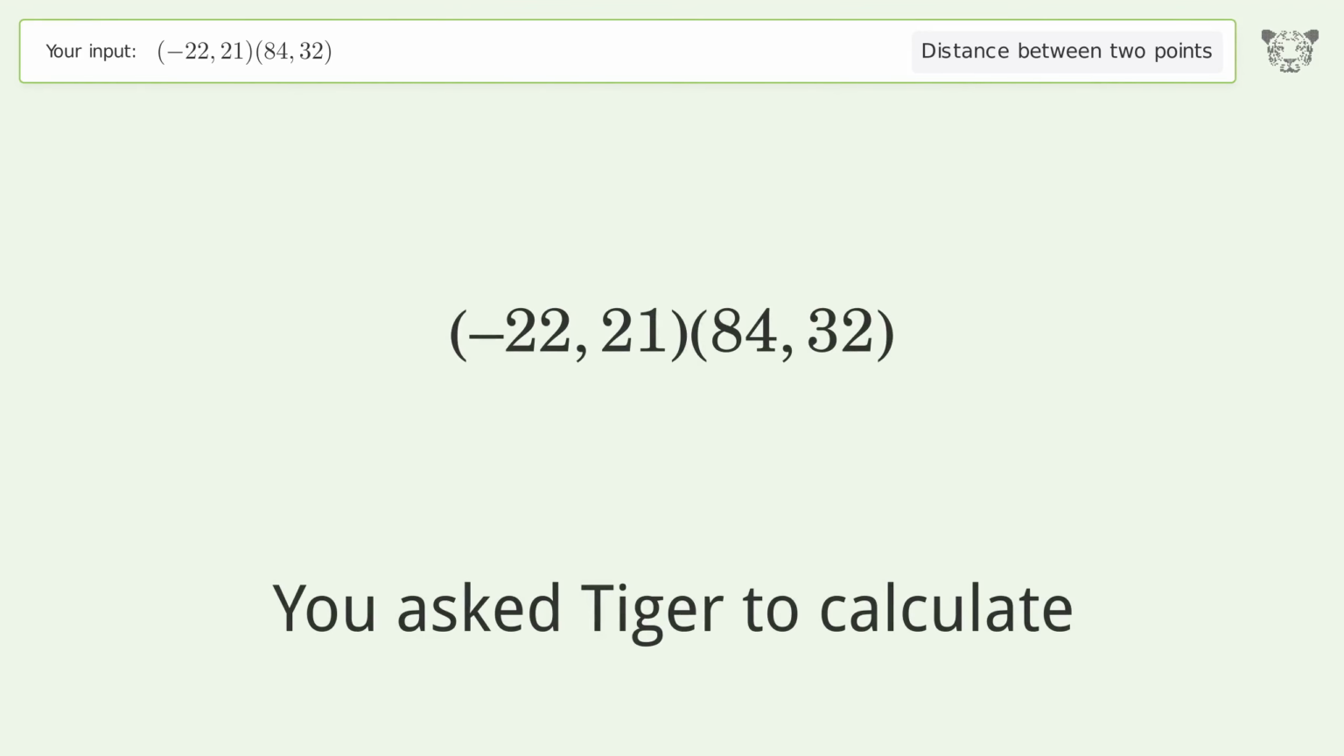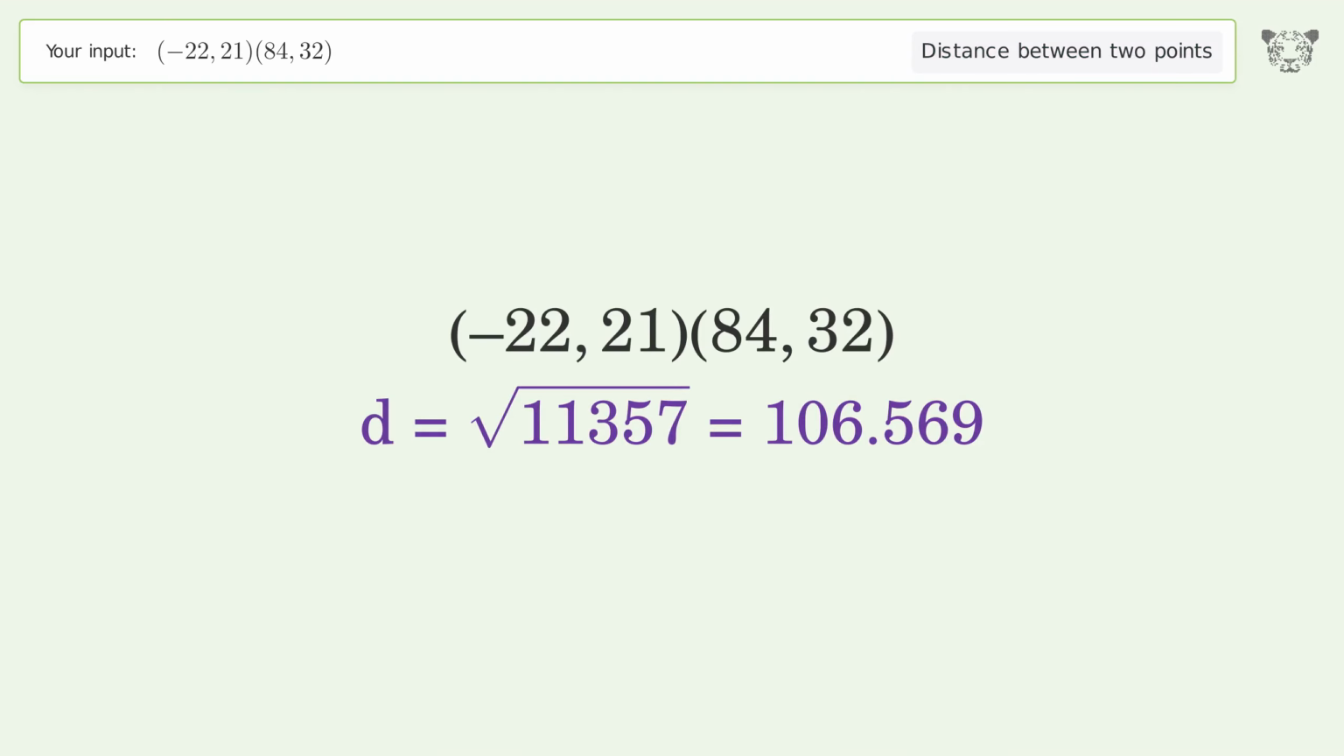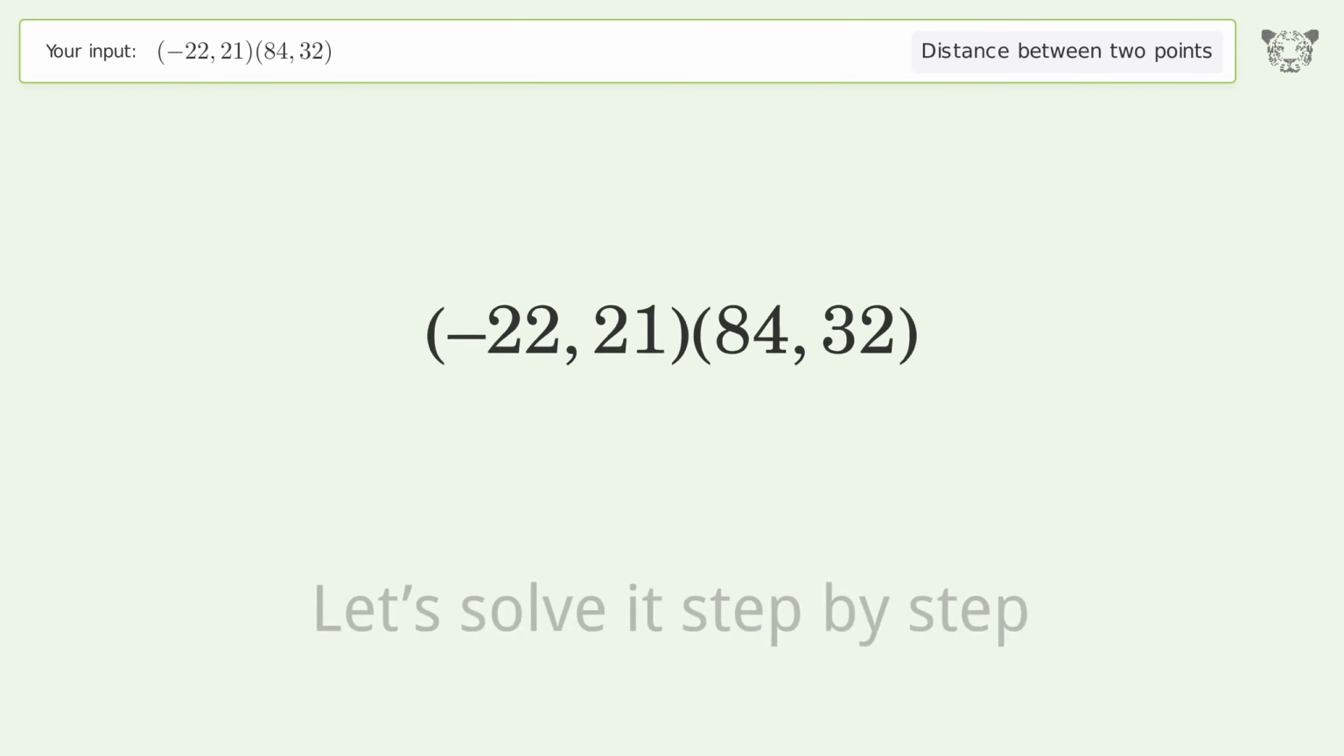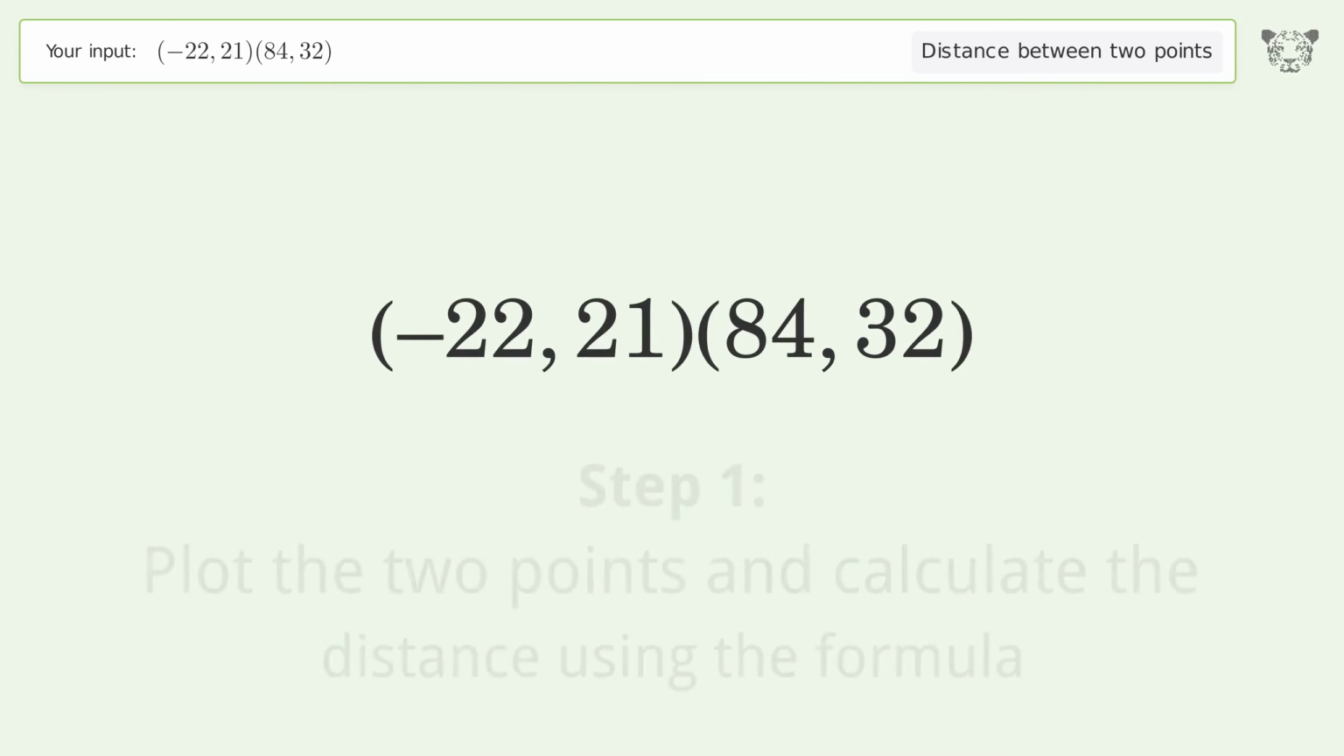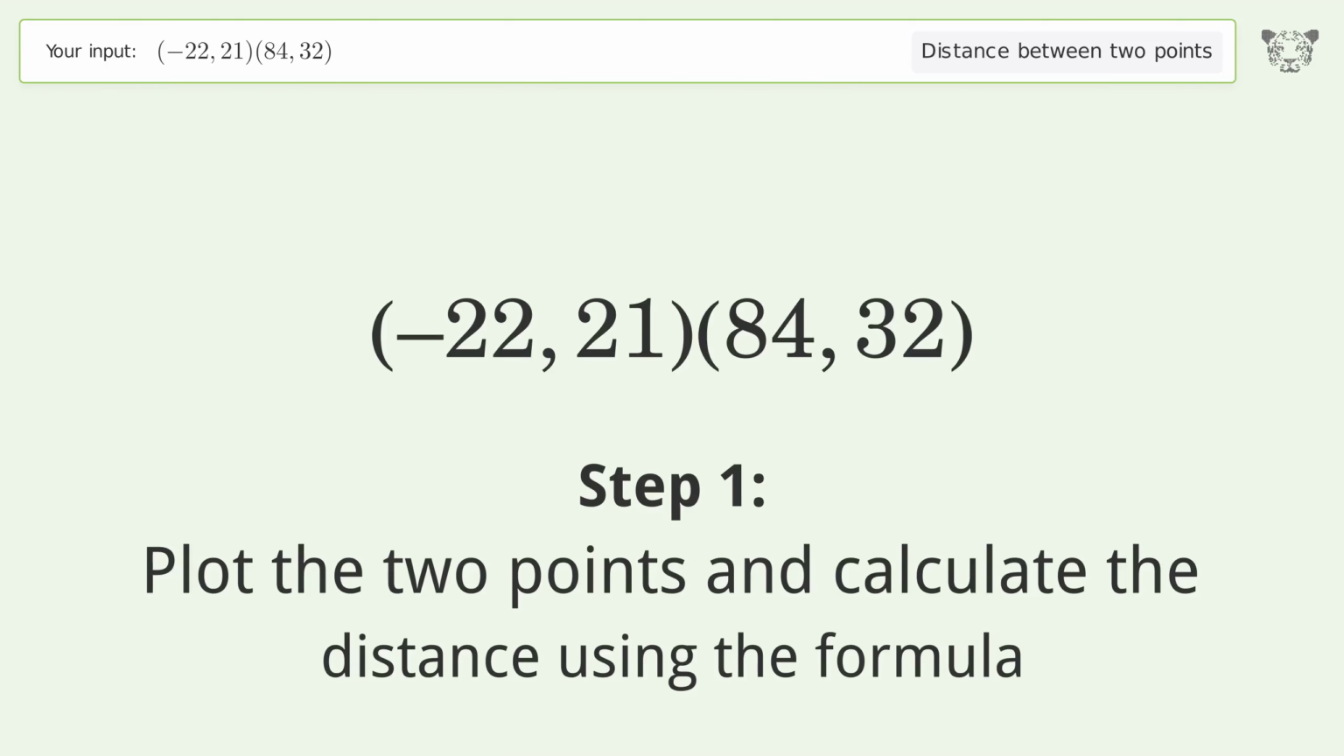You ask Tiger to calculate. This deals with the distance between 2 points. The distance between the 2 points is the square root of 11,357 or 106.569. Let's solve it step by step. Plot the 2 points and calculate the distance using the formula.